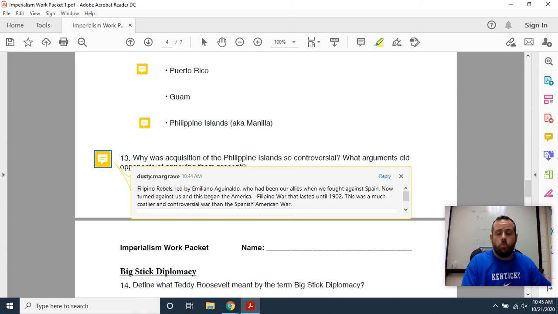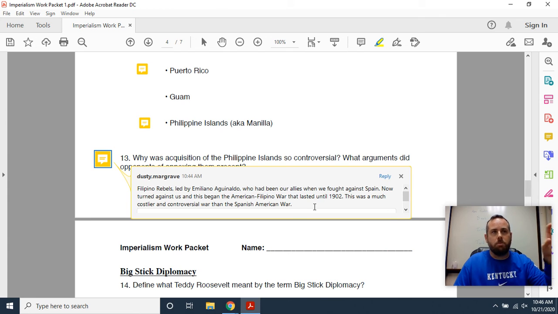And so when the Spanish-American War was over, we tried to treat the Philippines just like Puerto Rico and Guam, but they fought back. And this starts what's called the American-Filipino War. It lasts until 1902, and this war was much costlier and controversial than the Spanish-American War. If we call the Spanish-American War the Splendid Little War, we would not use that terminology for the American-Filipino War. There were many people in America, the Anti-Imperialist League, who said our treatment of the Philippines was unjust.